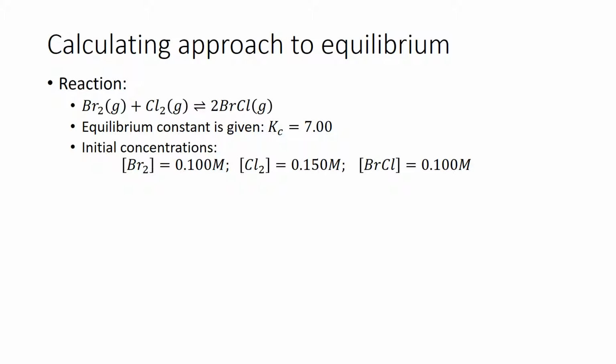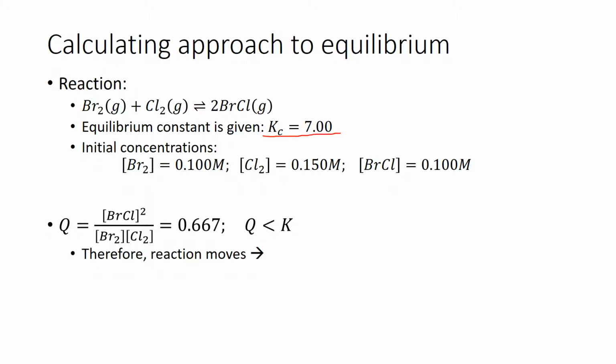So the example that we're going to do is this one. Bromine reacts with chlorine to produce BrCl. The equilibrium constant is given. We're given that to start. It's 7, so we're not going to calculate that. That's just given. The initial concentrations are given here. Bromine is 0.1, chlorine is 0.15, and BrCl is 0.1. Well, the first thing I'm going to do is calculate what is the value of Q.